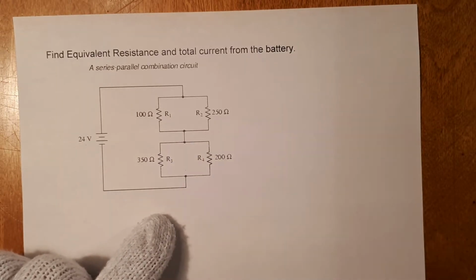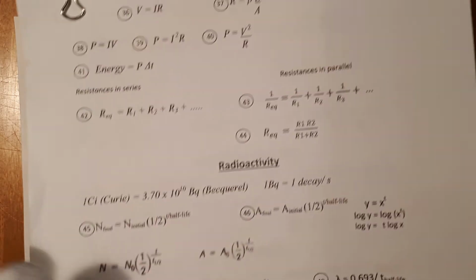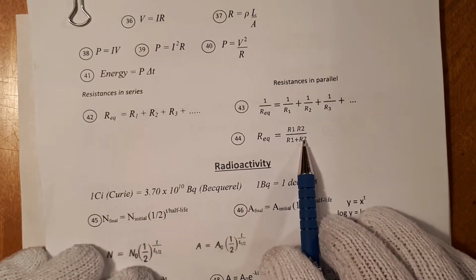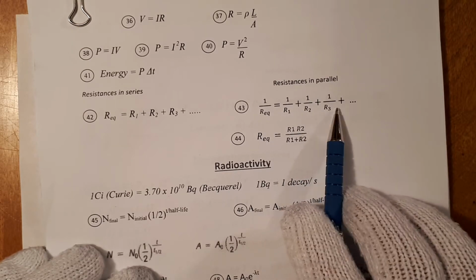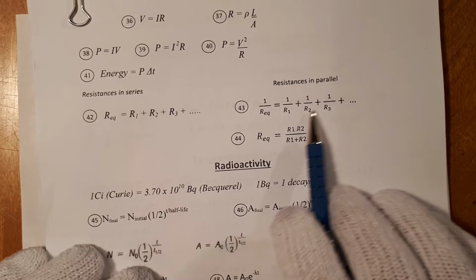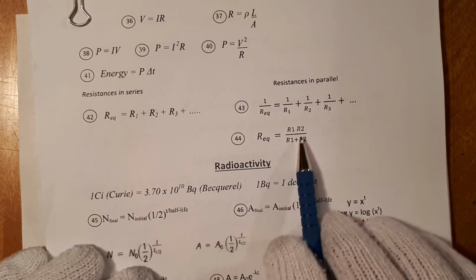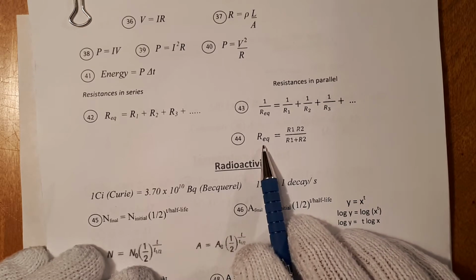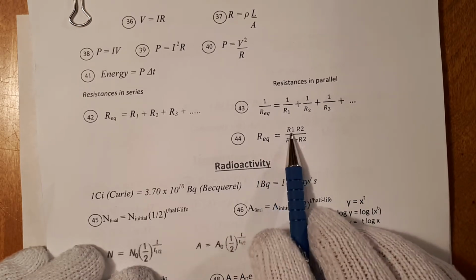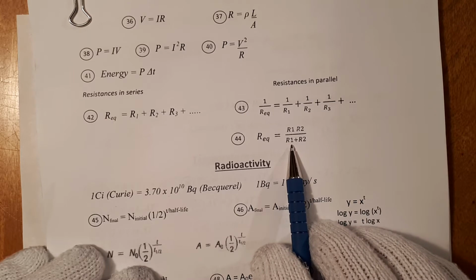Now when there are two resistors in parallel, we can use this equation here. Makes it simpler. If there are 3, 4, 5, 6 resistors in parallel, we need to use this one. But when there are only two of them, we can reduce that to just this simple equation here. So the equivalent resistance is equal to R1 times R2 divided by R1 plus R2.